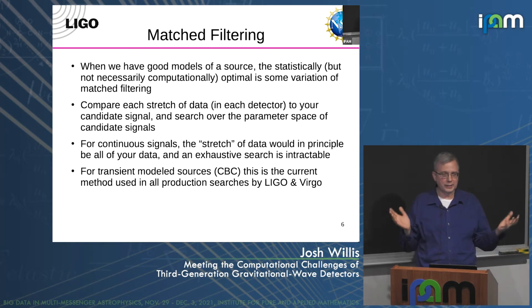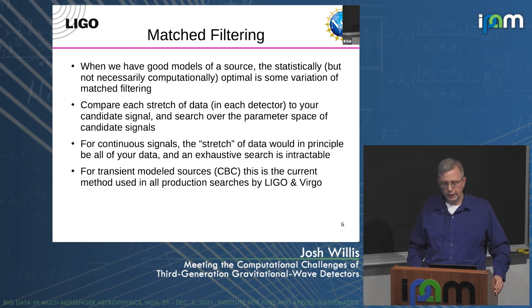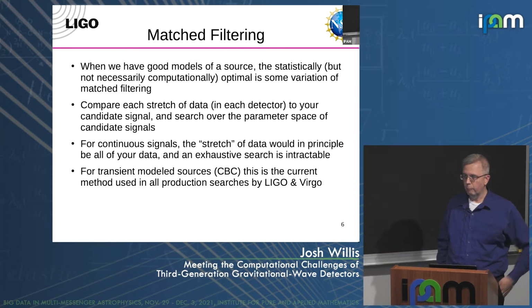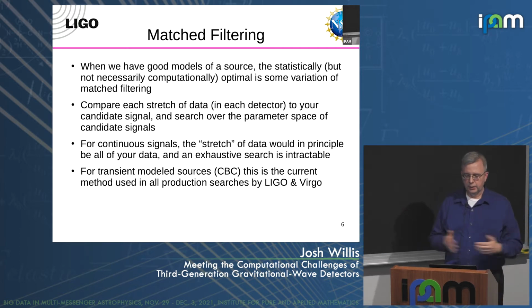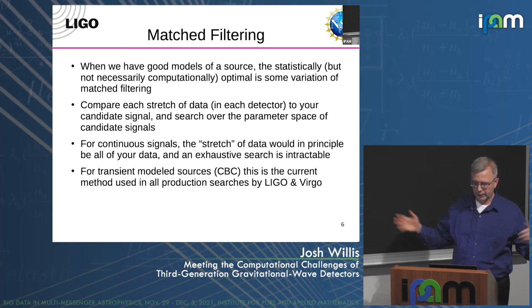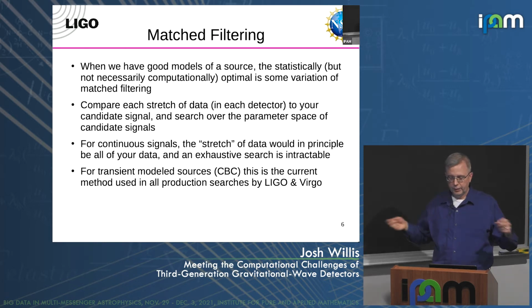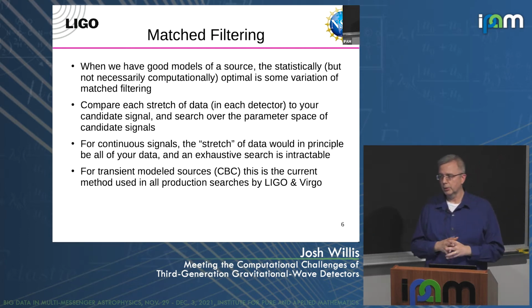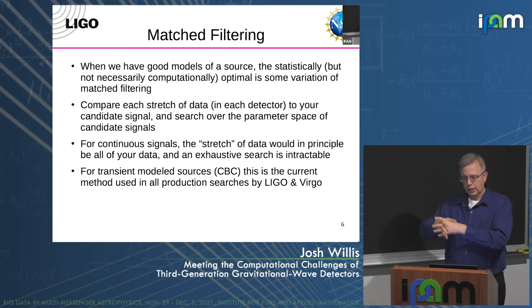And then I also say not necessarily computationally optimal. So throughout this long program and also this week, you'll be hearing about other techniques that do not consist of simply looking at a range of parameter space and all of the sources there. But you compare each stretch of data to your candidate signal, and then you have some parameter space of those candidate signals. Now, for continuous wave signals, the ideal thing you would like to be able to do, the stretch of data would be all of the data that you have, essentially. But an exhaustive matched filter search is just computationally intractable. So all of the production searches that are currently done look at shorter stretches of data and then combine the results of those in some method.